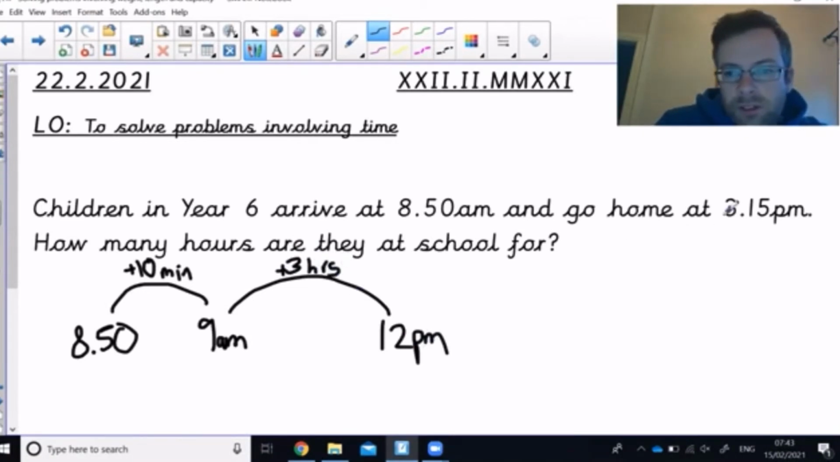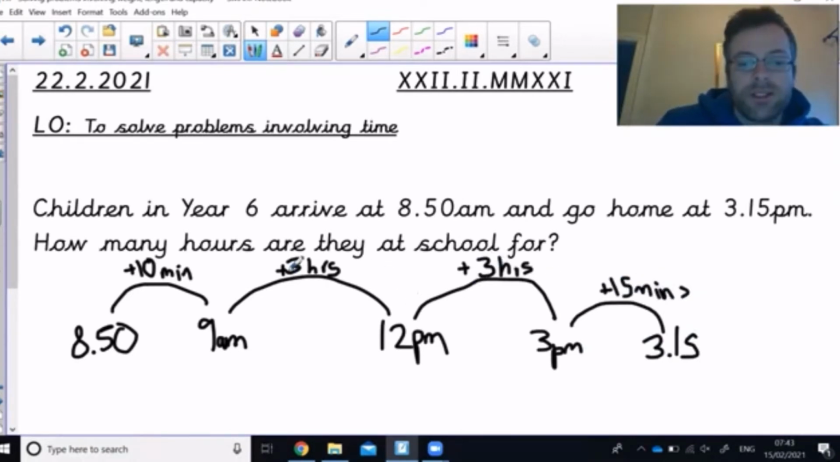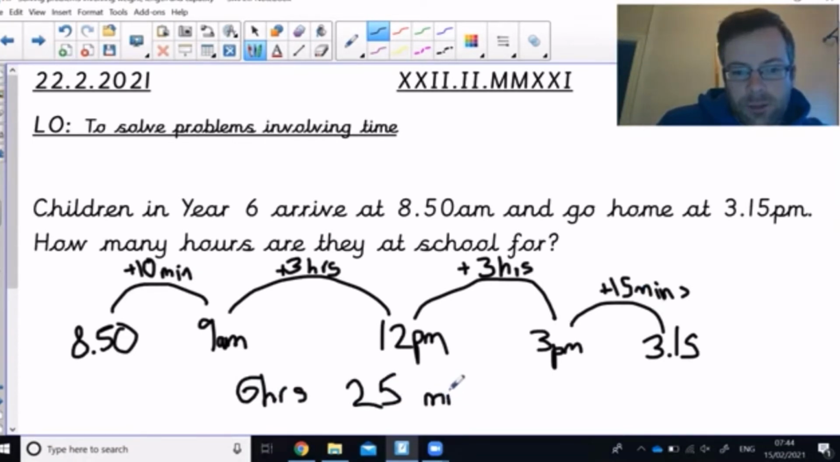Then from 12 until 3: 12, 1, 2, 3. I'm adding another 3 hours. That gets me to 3 p.m. And then I've got to add another 15 minutes to get to 3:15. And then how much have I added up altogether? Well, 3 hours plus 3 hours is 6 hours, plus the 15 minutes, 6 hours 15 minutes, and the 10 from earlier makes 6 hours and 25 minutes. That is how long you spend at school. That is true.